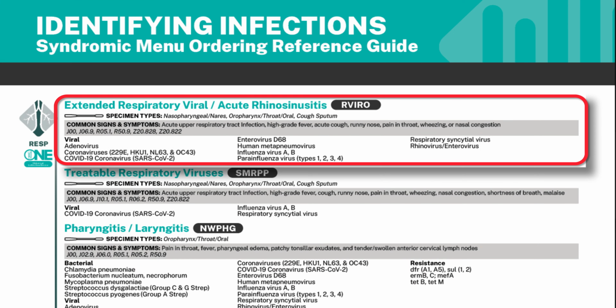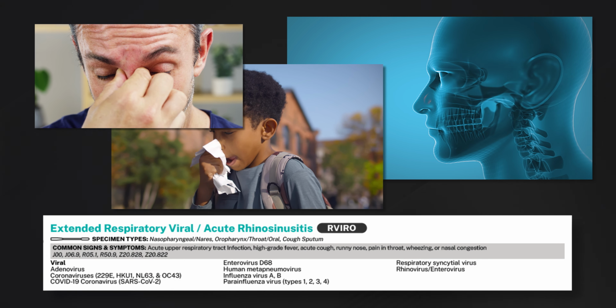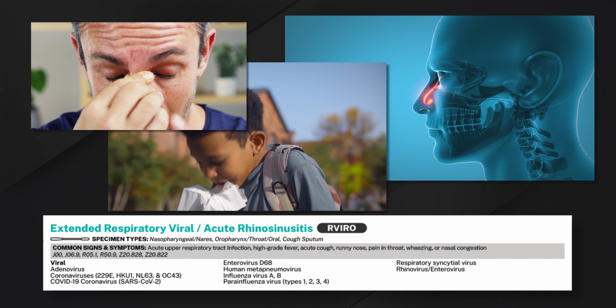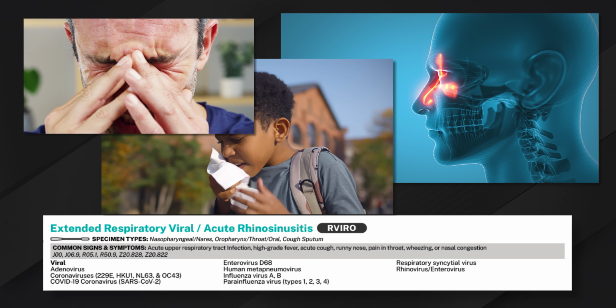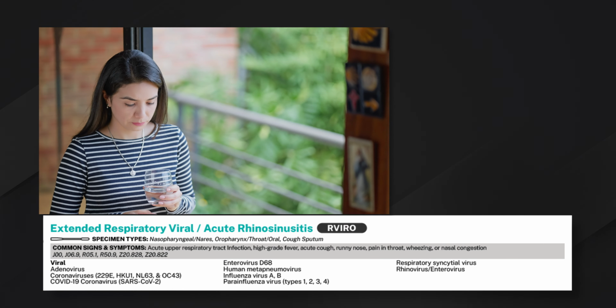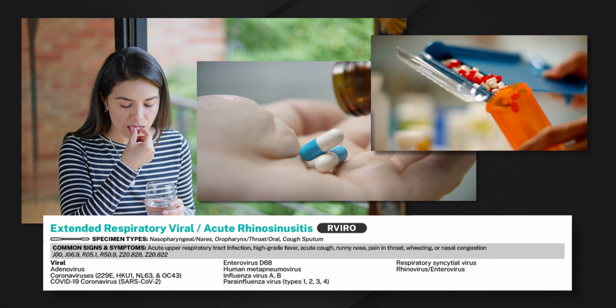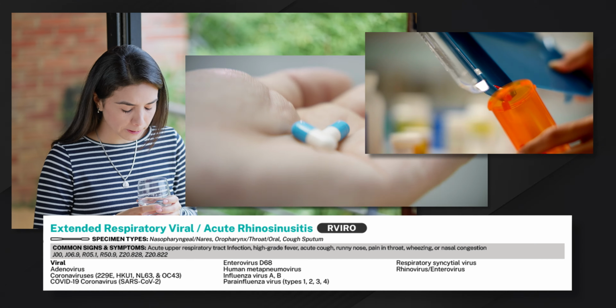Our extended respiratory viral acute rhinosinusitis panel covers the primary causes of a viral respiratory infection. It's a great option for patients who have been symptomatic for less than a week who want to know what specifically is causing their symptoms. It can also be a great tool for providers and practices looking to reduce the antibiotics prescribed for acute upper respiratory infections.